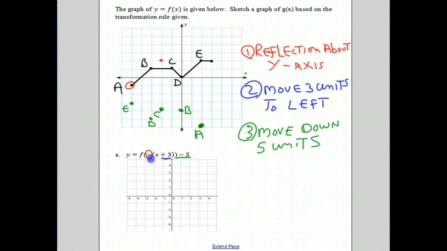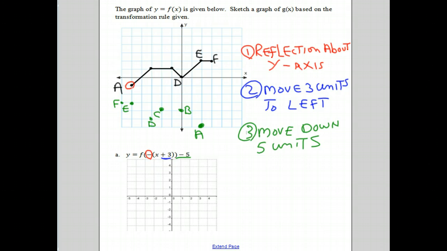And finally, our last one is point F. And point F, we reflect about the y-axis. So it was at point 3, comma 2. So now we'll be at negative 3, comma 2. Moves 3 units to the left. So 1, 2, 3, it moves to there, at negative 6, 2. And finally, it moves down 5 units. 1, 2, 3, 4, 5. And that is point F. Let's erase the intermediate points. And we are done. Erased point B by accident.